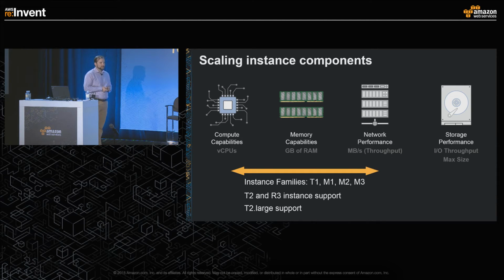Two weeks ago, we launched support for the T2 large instance type. The T2 large is an interesting one because it has 2 vCPUs, but 8 gigabytes of RAM. So if you have a reporting workload, for example, that is only used for a couple of hours a day, but needs access to a large amount of RAM, that would be the instance type to consider. It's very cheap, and it fits the profile of infrequent use during the day. You need access to a lot of RAM.